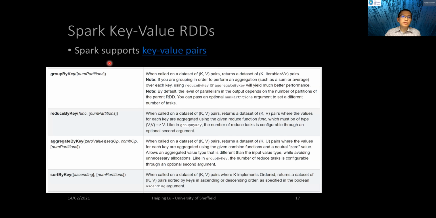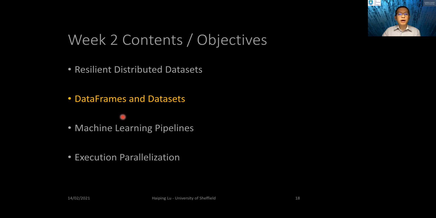Another point is that Spark also supports key value pairs. These transformations are designed for key value pair data, that is, data sets of the format key and value. That is a detailed introduction to the RDD. In the next section, we will talk about data frames and data sets.